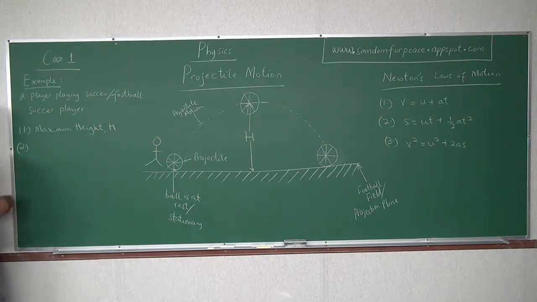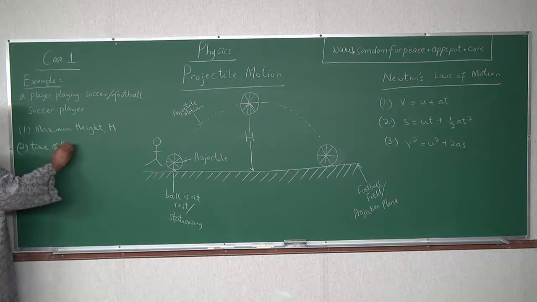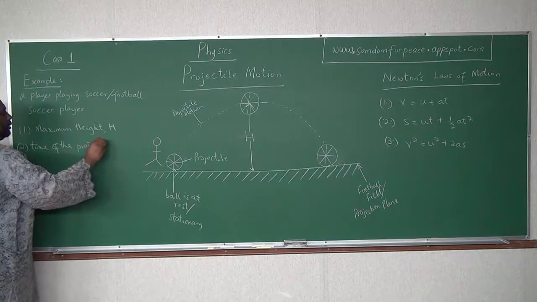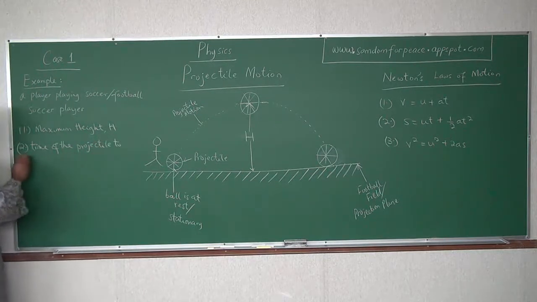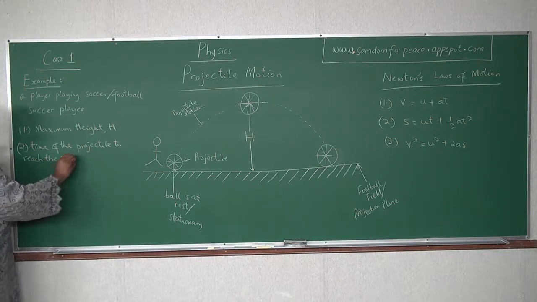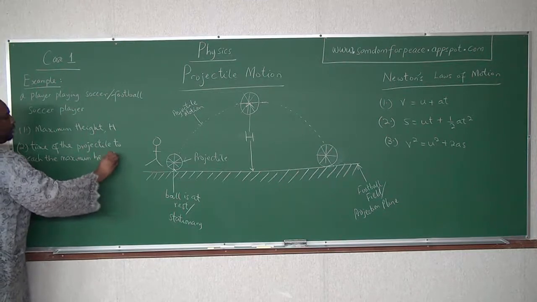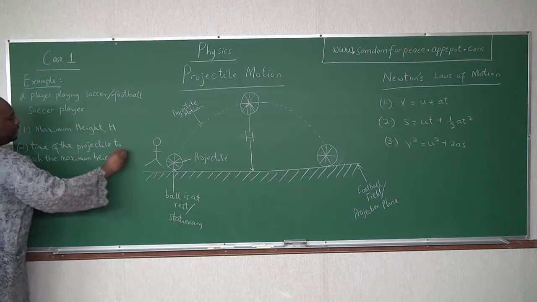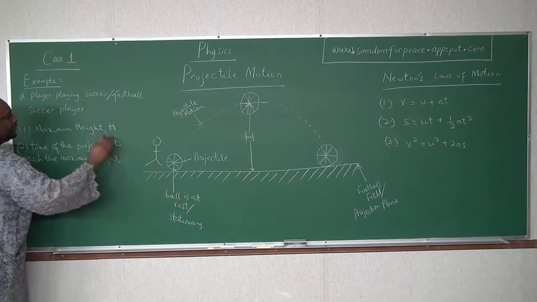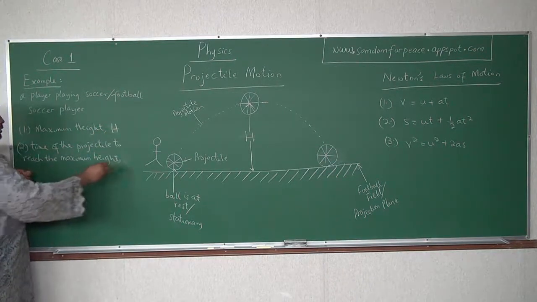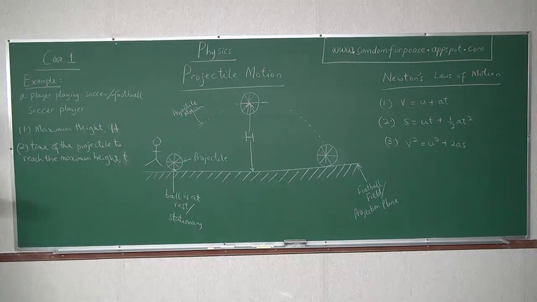Then we're going to look at the time of the projectile to reach the maximum height. We're going to call the maximum height H, let me use yellow chalk here, and the time to reach it we're going to call small lowercase t.